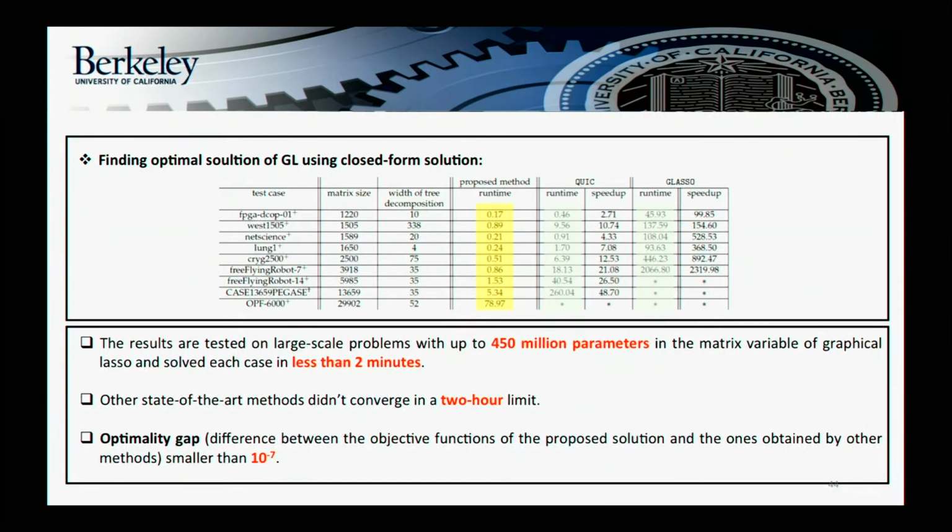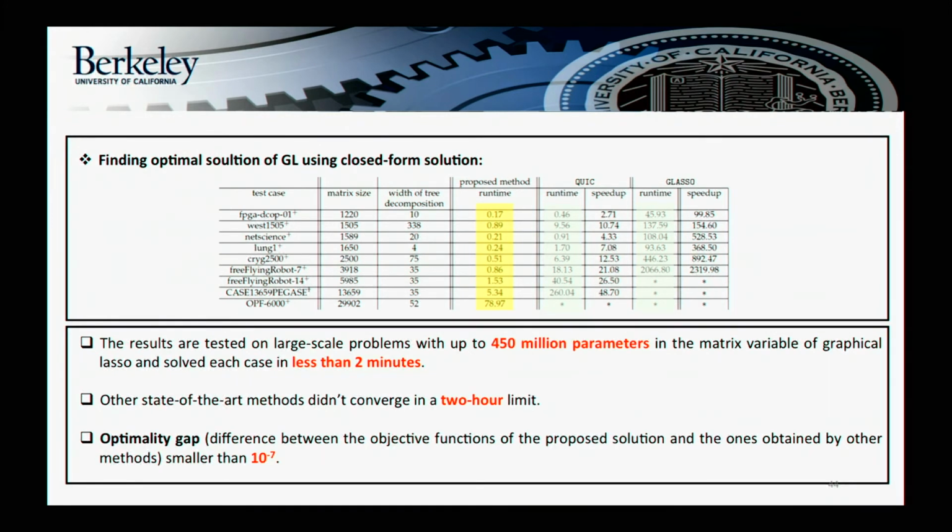Sorry, that 450 million number, is that what ends up being your number of edges? So this is in the matrix variable. That would be the size of the matrix, yes. So it's the total number of entries of the matrix. Exactly. Here we try to emphasize that this is 450 million parameters in the matrix variable. So I try to be very careful. It's in the matrix variable.